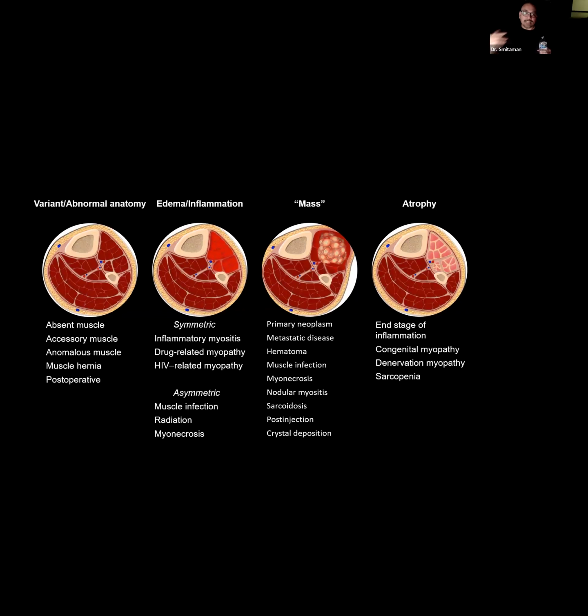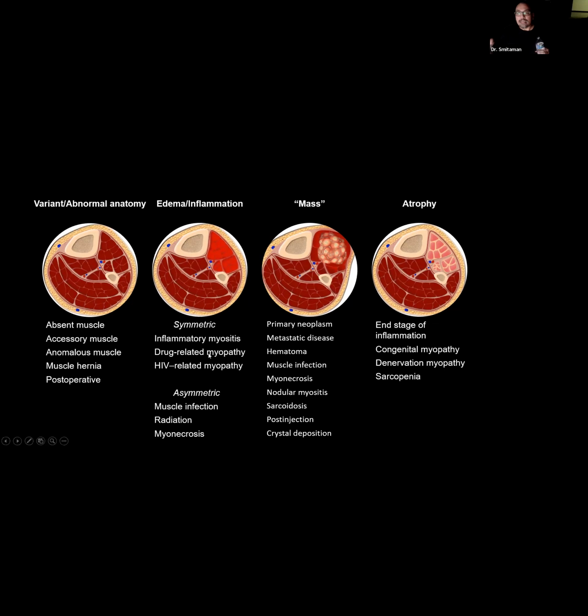So to summarize, 4 main patterns of muscle conditions. Preferentially, we should use MRI. We think of abnormal anatomy with normal muscle signal, as in the far left here. And I think this is being recorded. I'm happy to share this as a PDF as well.